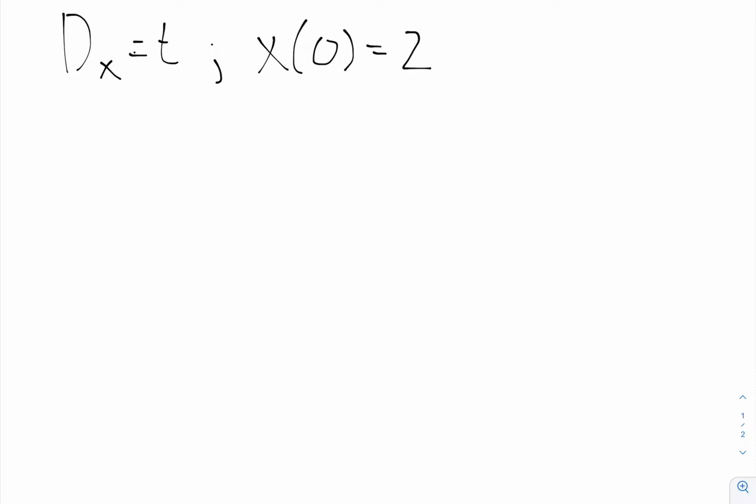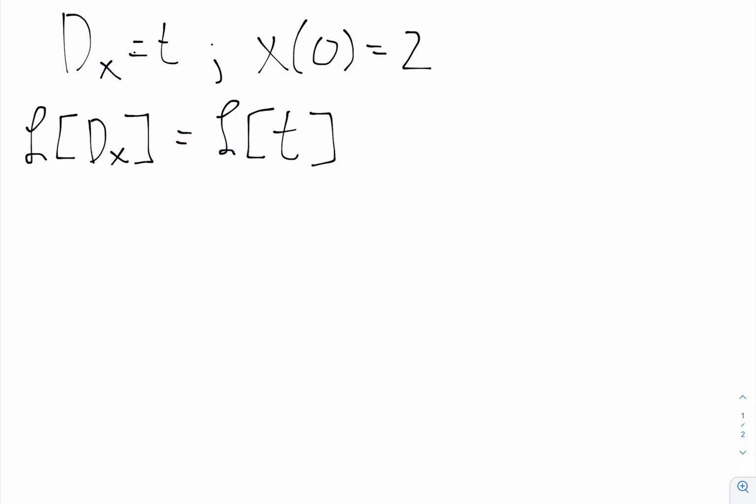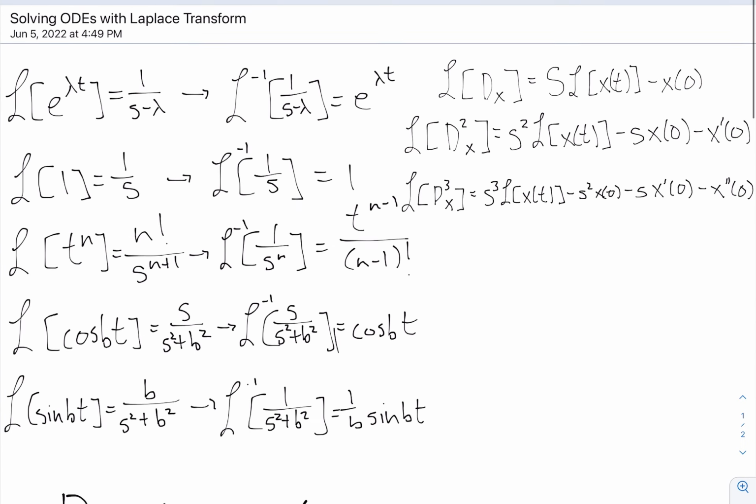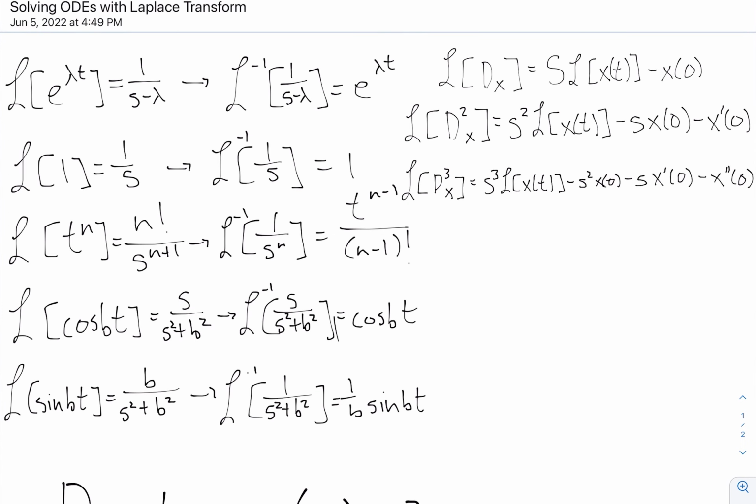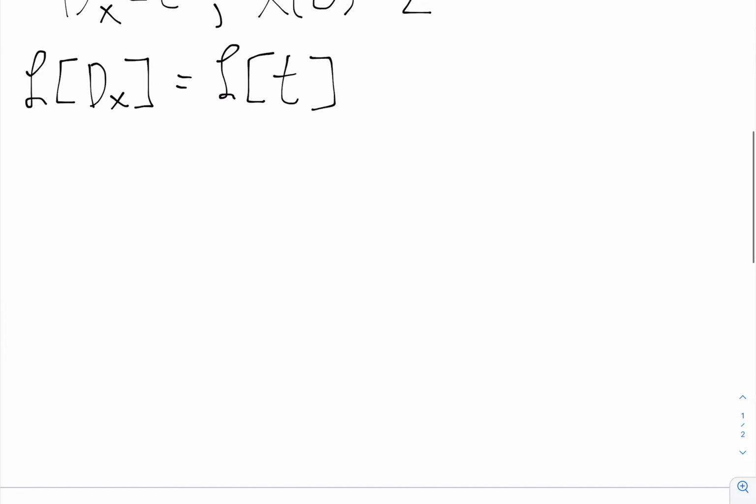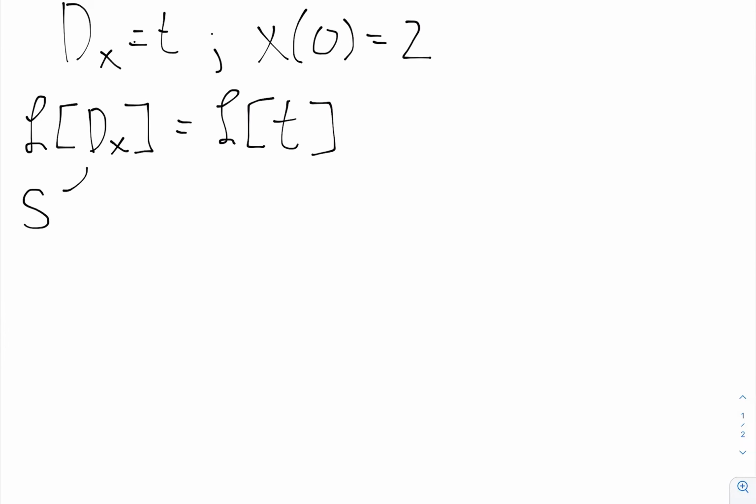So if we apply the Laplace transform to both sides here, because it is an equation, this should work. The Laplace transform of the derivative of the function should equal the Laplace transform of just the variable t. Now, we know that the Laplace transform of a derivative, right up here, is going to be s times the Laplace transform of x of t minus x of 0. So it's going to be s times the Laplace transform of x of t minus x of 0, that initial condition they gave us.